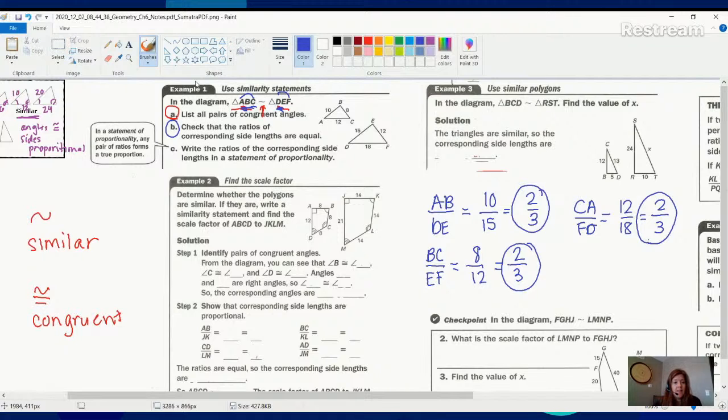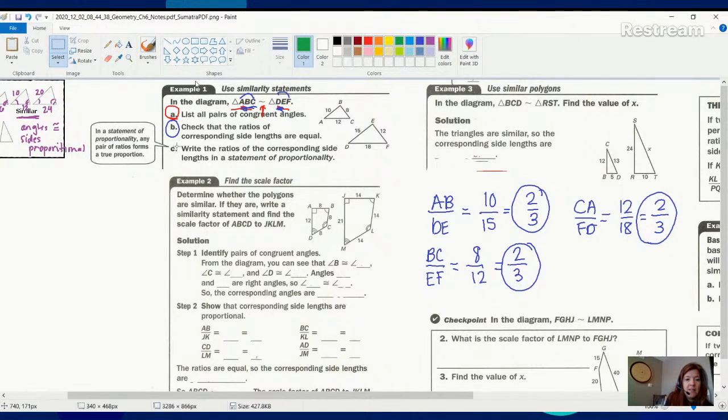All right, and then the last thing asks us to write the ratios of the corresponding side lengths in a statement of proportionality. And then there's a little bubble over here off to the side. It says, in a statement of proportionality, any pair of ratios forms a true proportion. Okay, so that's great to know, right? So what is a statement of proportionality? That basically says that because AB over DE equals 2/3 and BC over EF equals 2/3 and CA over FD equals 2/3, then all of those equal each other.